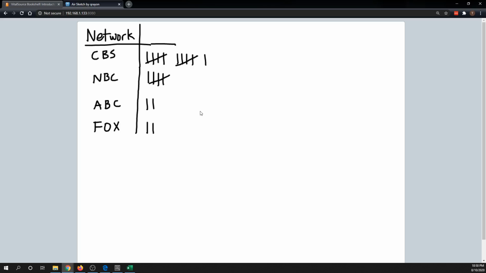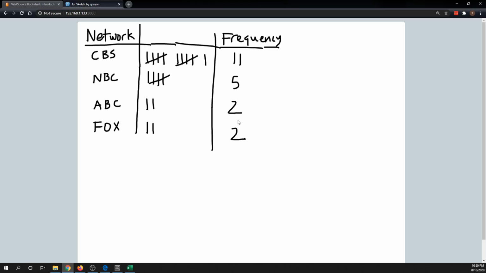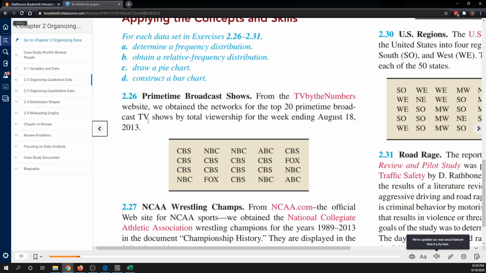All right, and so again, a lot of times I'll do that off to the side so you don't see those tally marks in the end, but that's okay. Really what you want is that frequency. For CBS, the frequency was 11. For NBC, it was 5. For ABC, it was 2. And for Fox, it was 2. So that's what the frequency distribution would look like for problem 2.26a.